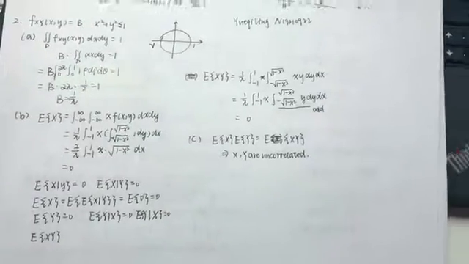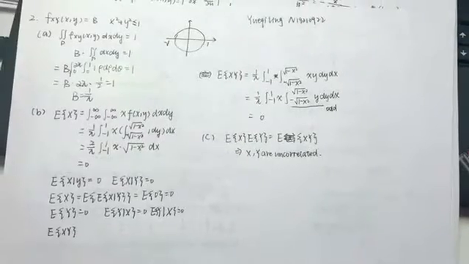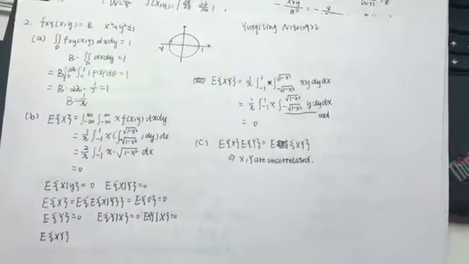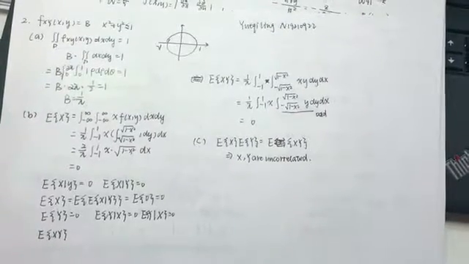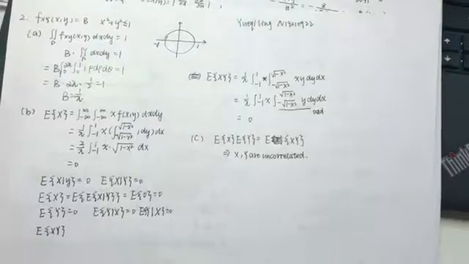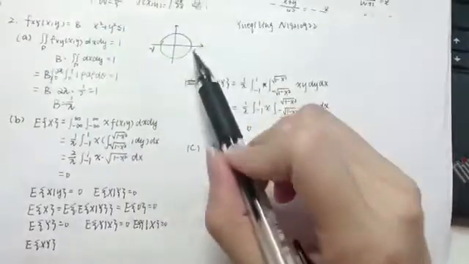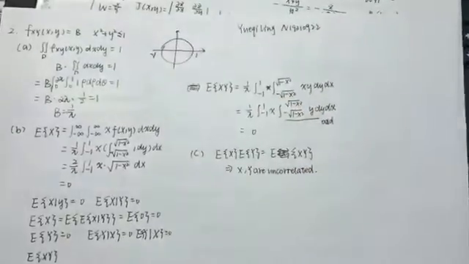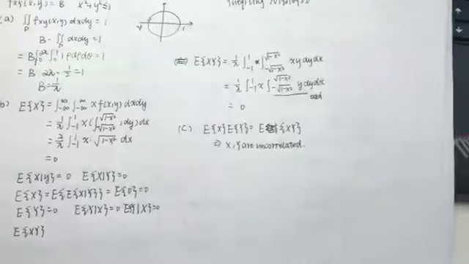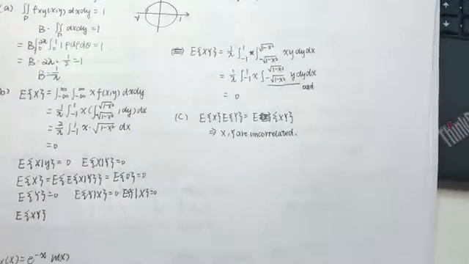I'm Yue Qilin. Here I'm going to show you the solution of question 2 in homework 6. Question 2 provides the joint density function of x and y, and the area of x and y is a circle like this. Problem A asks us to find b, so that the above defined function is a valid joint density function.